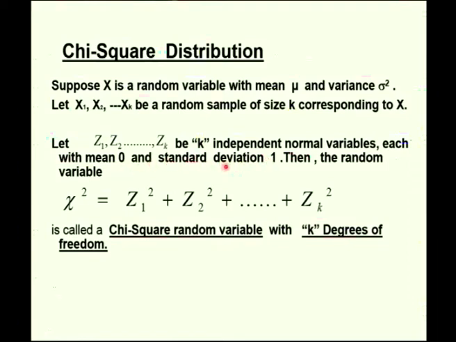This mean 0 and standard deviation 1 is the mean and standard deviation of these z values. Then the random variable chi square is equal to z1 square plus z2 square plus etc. zk square, and is called a chi square random variable with k degrees of freedom. This is according to the random sample size. Here each zi is written as xi minus mu divided by sigma. This is the usual conversion of xi values to standard normal distribution.